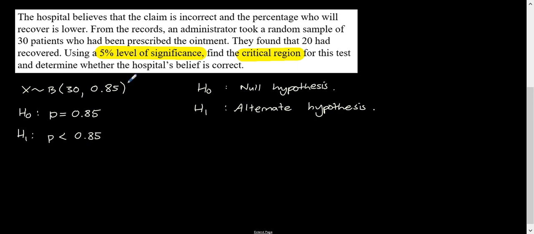You always state the distribution. You have to state the null hypothesis. You have to state the alternate hypothesis. The null hypothesis is always P equals the value given in the question. And the alternate hypothesis is always from the question. And by that, I mean, this is a less than question because 20 out of 30 is less than 85%. It could be a greater than question. We're going to look at those tomorrow. And it could be just a not equal to question. We're going to look at those next week. But for today, we're always going to be looking at less than probabilities.